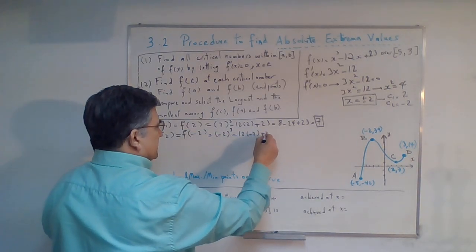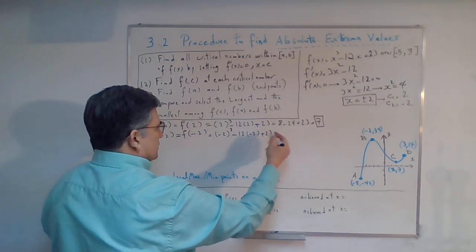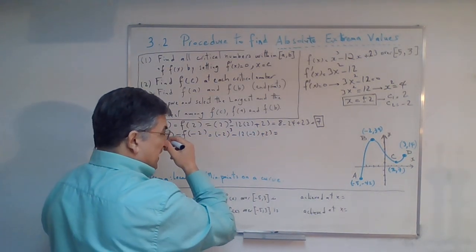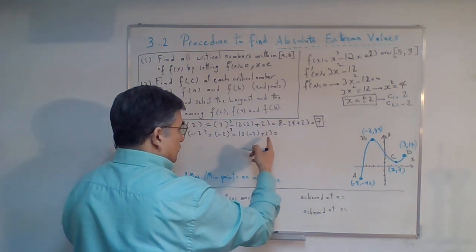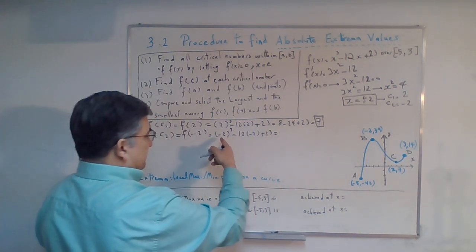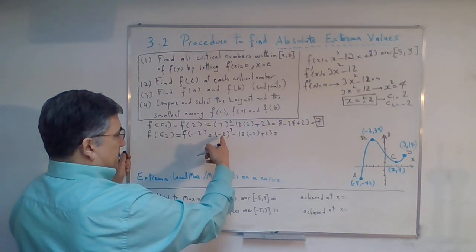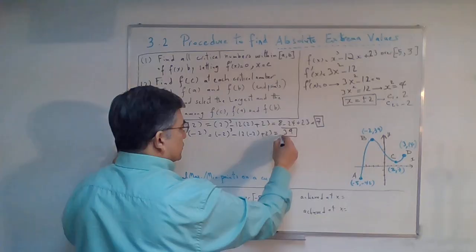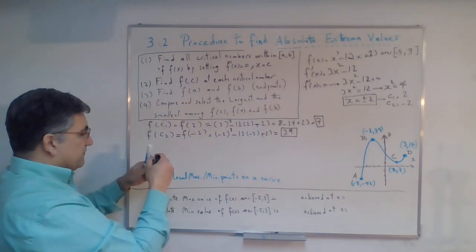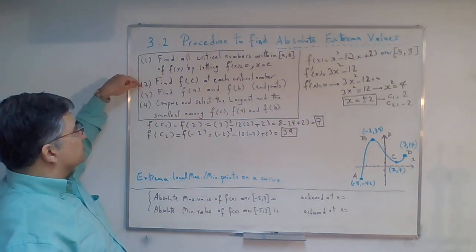I'm not going to make that mistake. So this is going to be 24, 23. That is 40, how much? 24, 23, that's 47. 47 minus 8, that would be 39. There you go. So I found f at c, which is step 2 of the procedure.